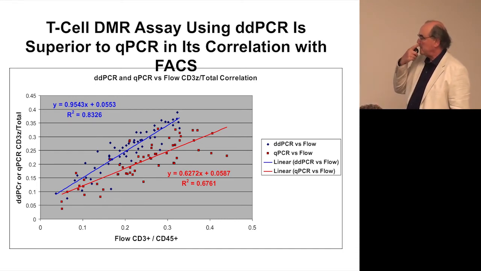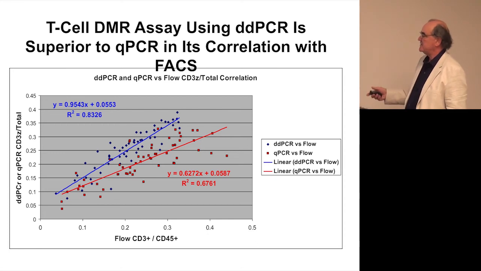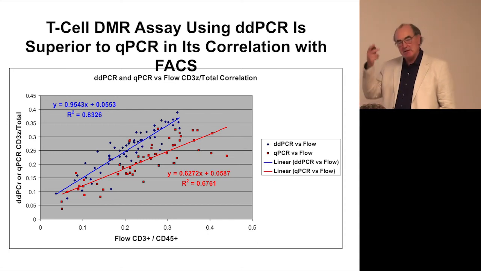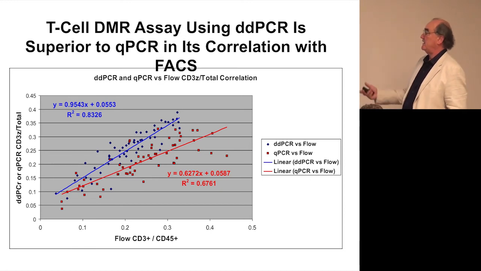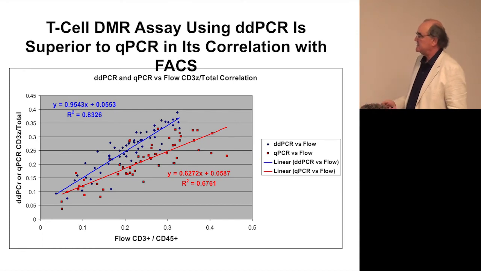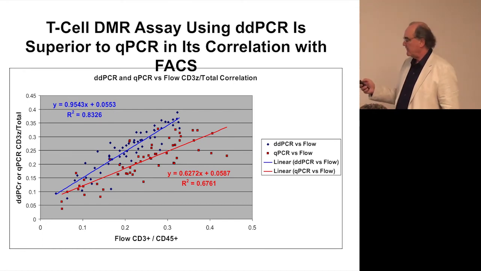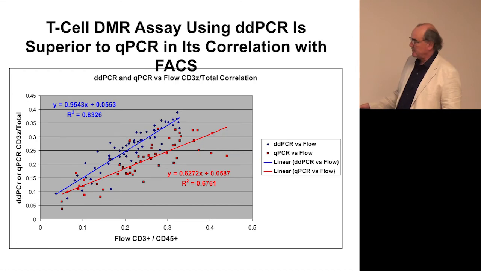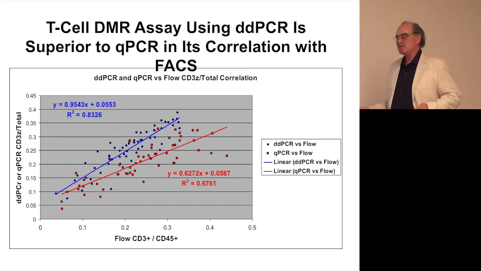And so for all those folks here, and you see these are a lot of different people that we've drawn blood on. I think we've done a couple hundred people. This may be some subset. And we did a flow cytometry for T cells, and we've just regressed the flow number, which is our gold standard. That's what we accept as the truth.